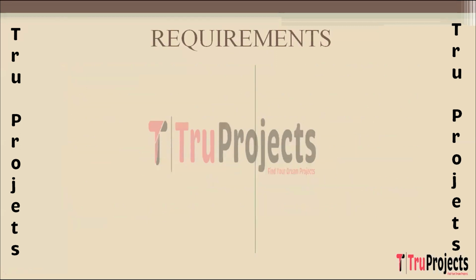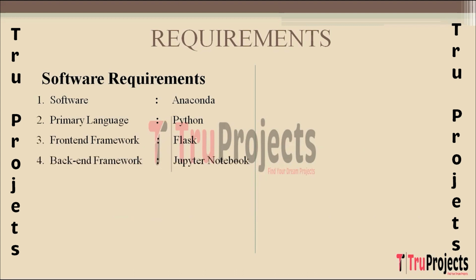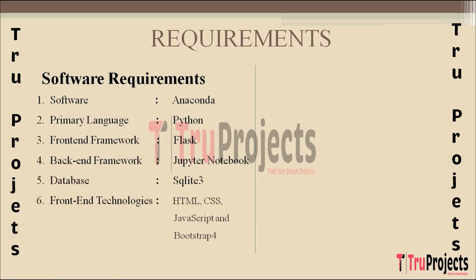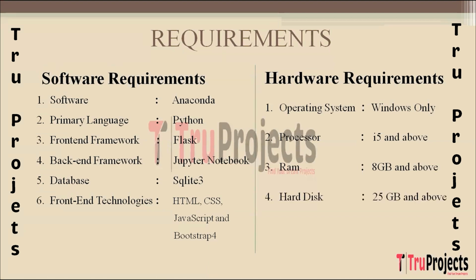Requirements needed to execute this project are software requirements: Anaconda, primary language of Python, front-end framework used is Flask, back-end framework used is Jupyter Notebook, database used is SQLite 3, and front-end technologies used are HTML, CSS, JavaScript, and Bootstrap 4. Hardware requirements needed are operating system of Windows, processor of i5 and above, RAM of 8GB and above, hard disk of 25GB and above.